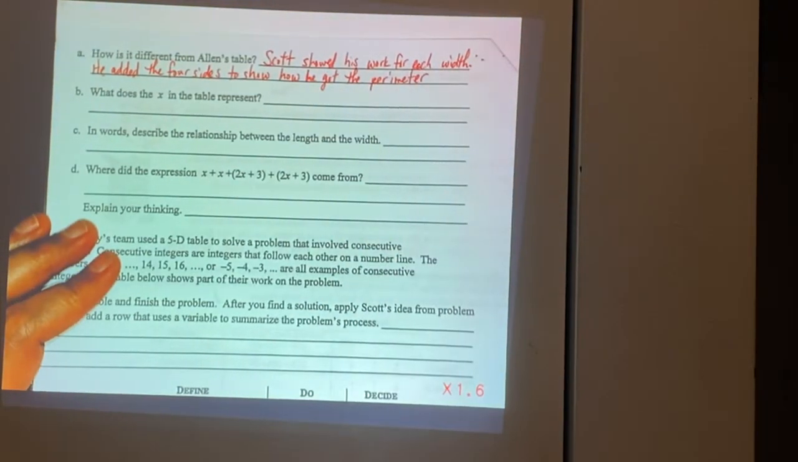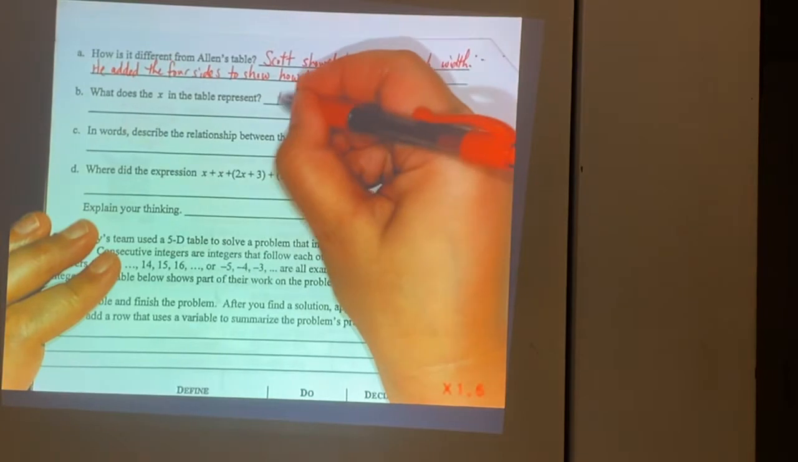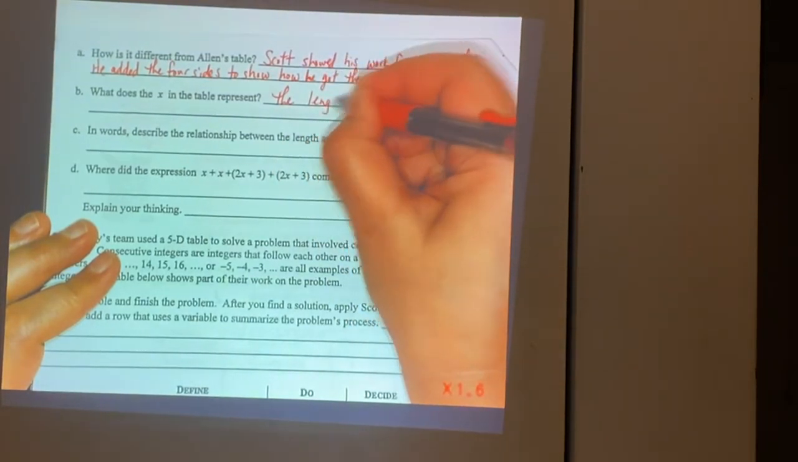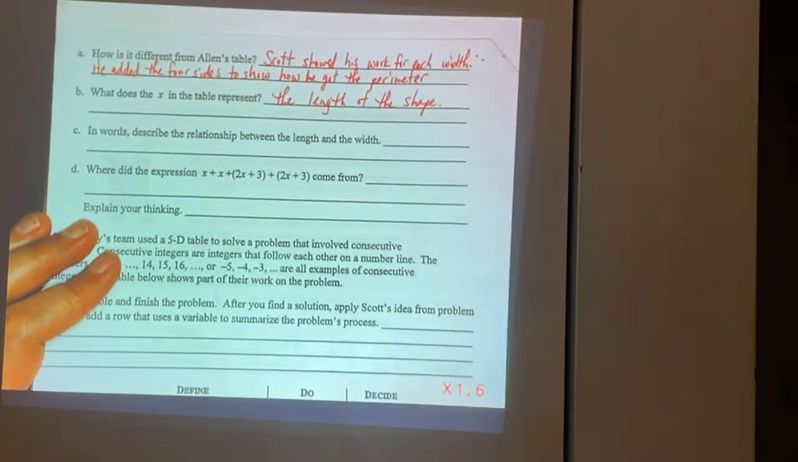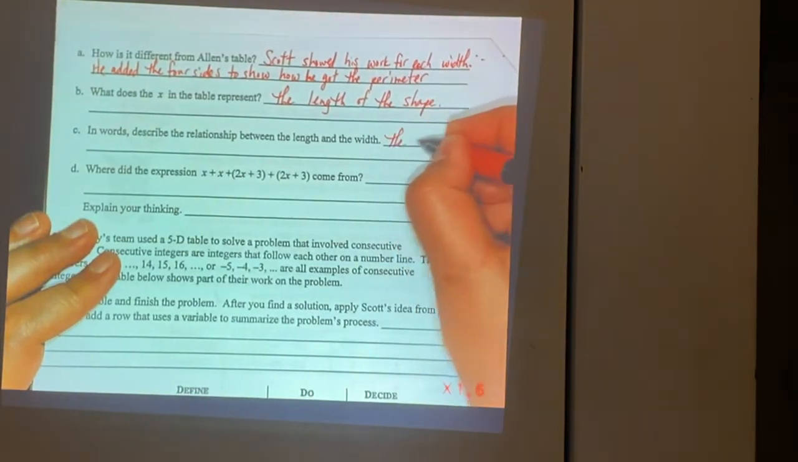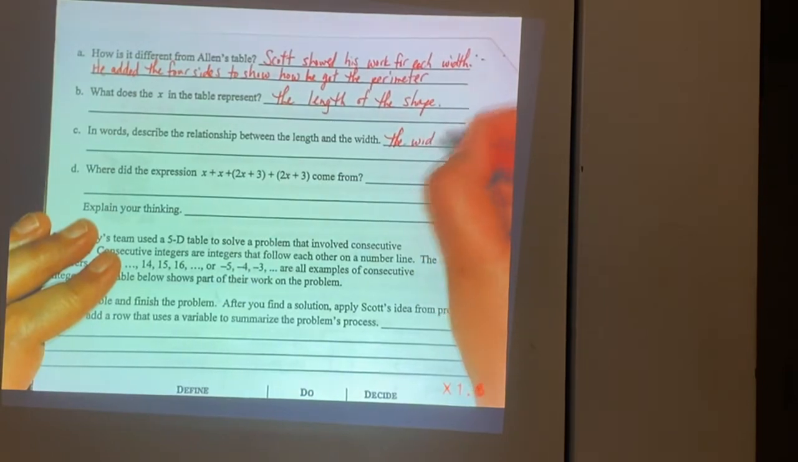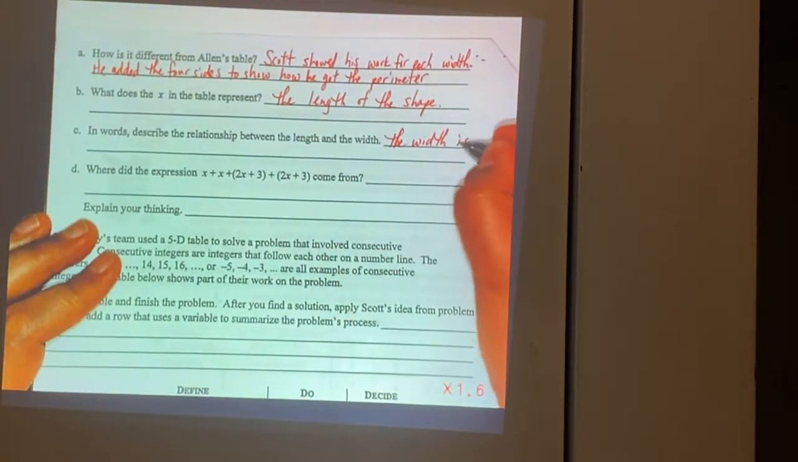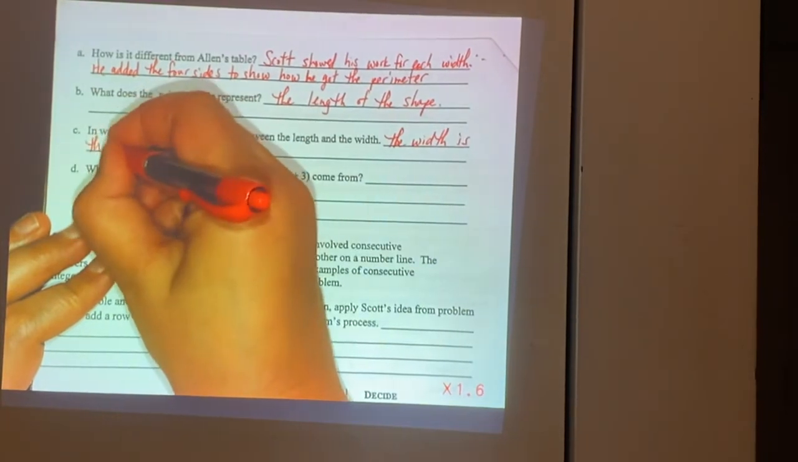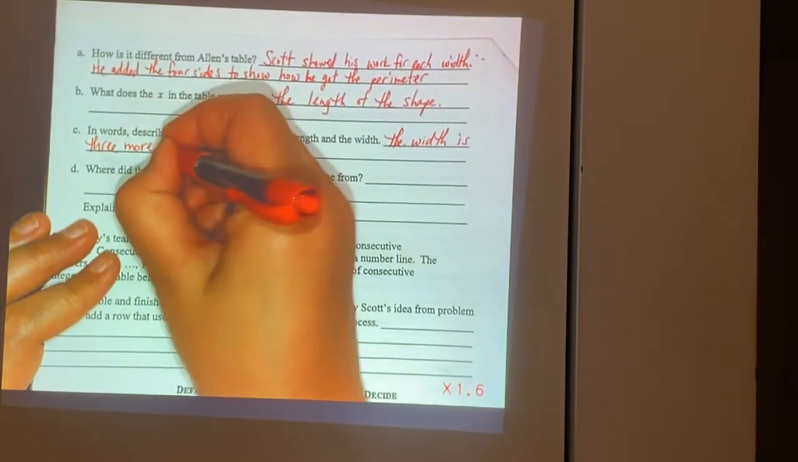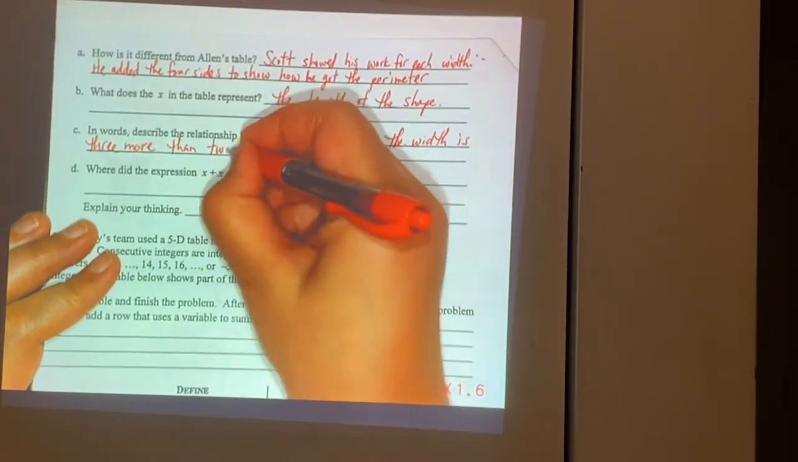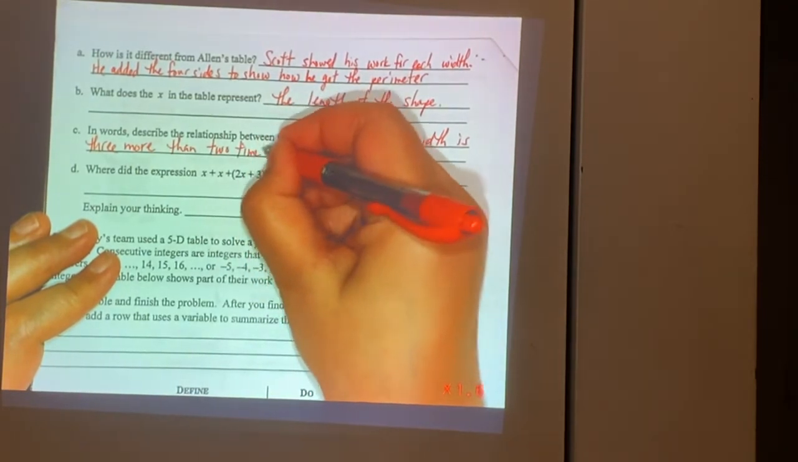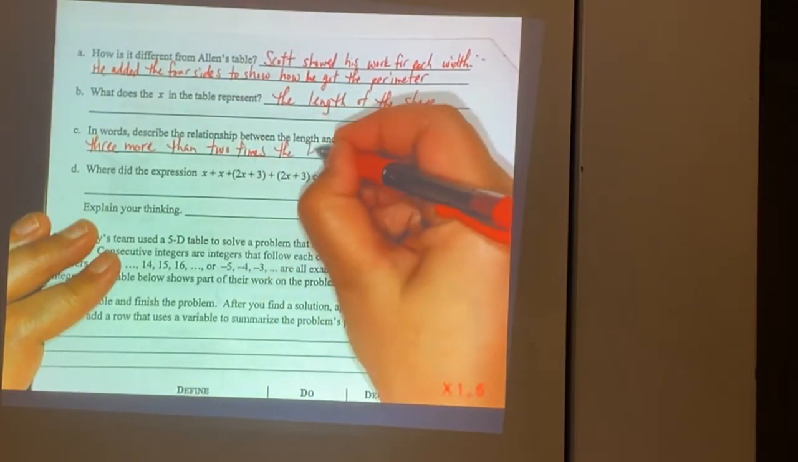What does the x in the table represent? The length of the shape. In words, describe the relationship between the length and the width. The width is 3 more than 2 times the length.